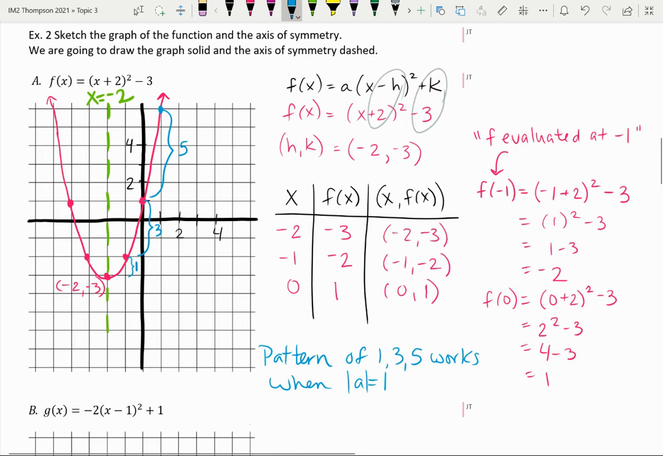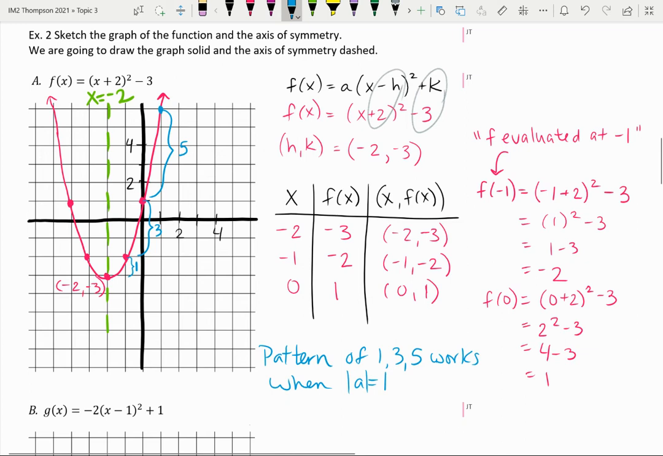Now, when I have a different A value, the pattern is going to change. Just like when I have a slope of another number, I would multiply by it. And you'll see this when we look at the next one. If I were to have A of 2 instead of A of 1, everything would just double. So I usually have a pattern of 1, 3, 5. But if I have A as 2, then I double this.